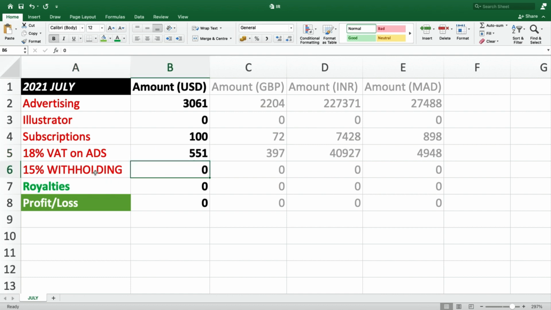I used to have 15% withholding on my royalties. However, now I don't because I switched my account to a US C Corp. So I don't have any upfront withholding. I just have to pay the corporate tax, income tax, all that. But the 15% withholding is now $0. Now let's have a look at the royalties.